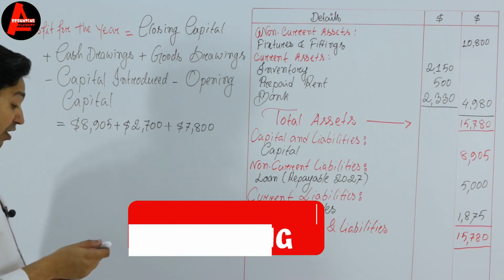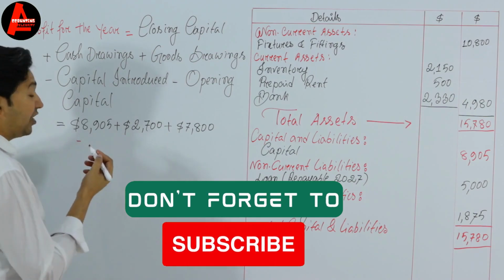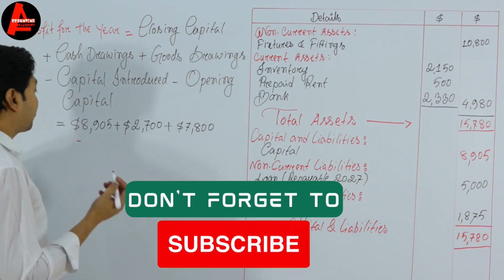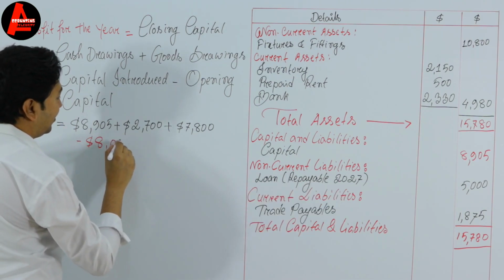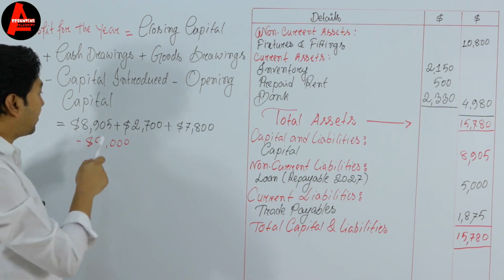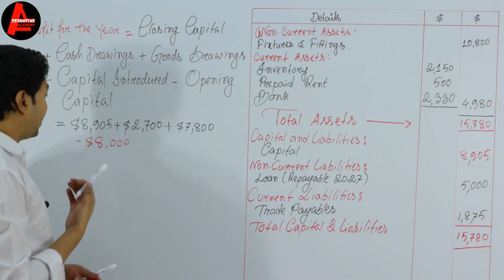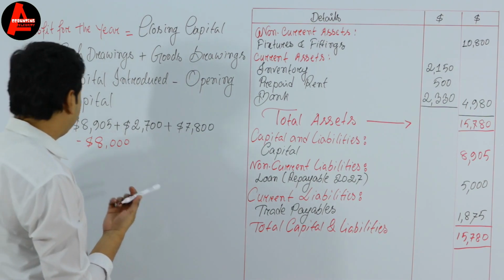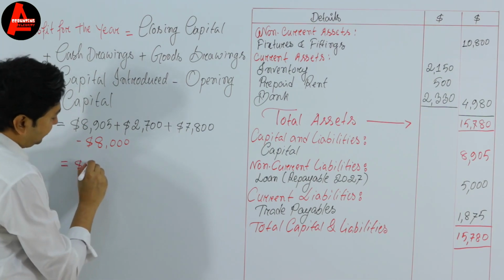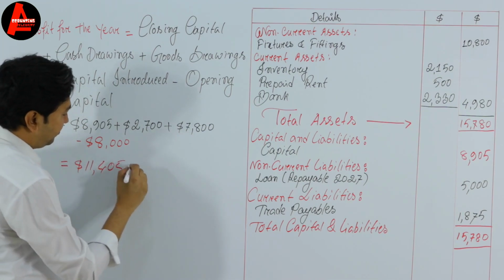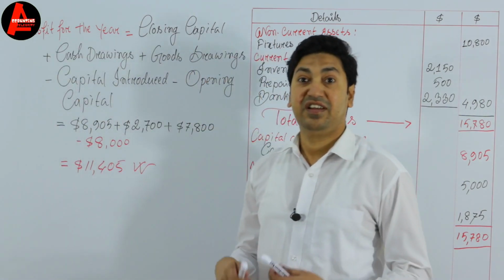Opening capital we don't have, so we don't have to write it, but we will subtract capital introduced. It is $8,000, as you already saw on the question. So here minus $8,000. Now if we sum up these three amounts, and from the addition we subtract the capital introduced, we get the profit for the year, $11,405. So this is the profit for the year.